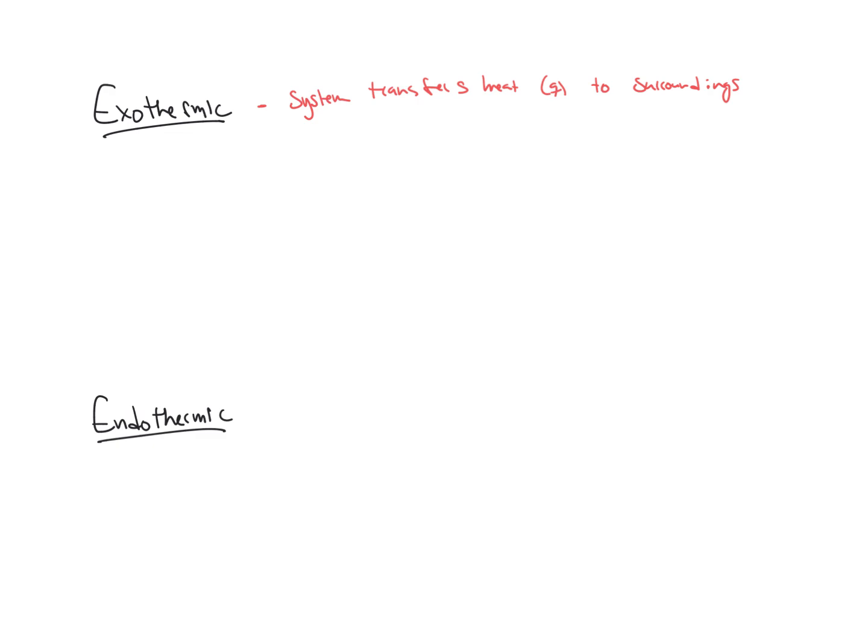And an endothermic reaction is the exact opposite. The surroundings will transfer heat, or Q, which is our symbol for heat, to the system. Right? And so heat goes into the system for endothermic, and heat leaves the system for an exothermic reaction.